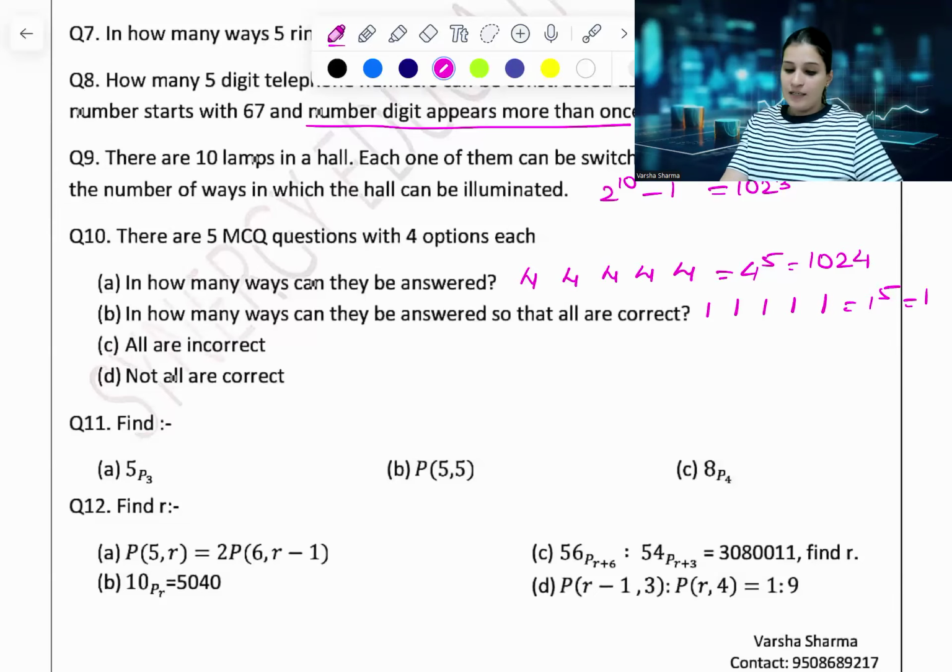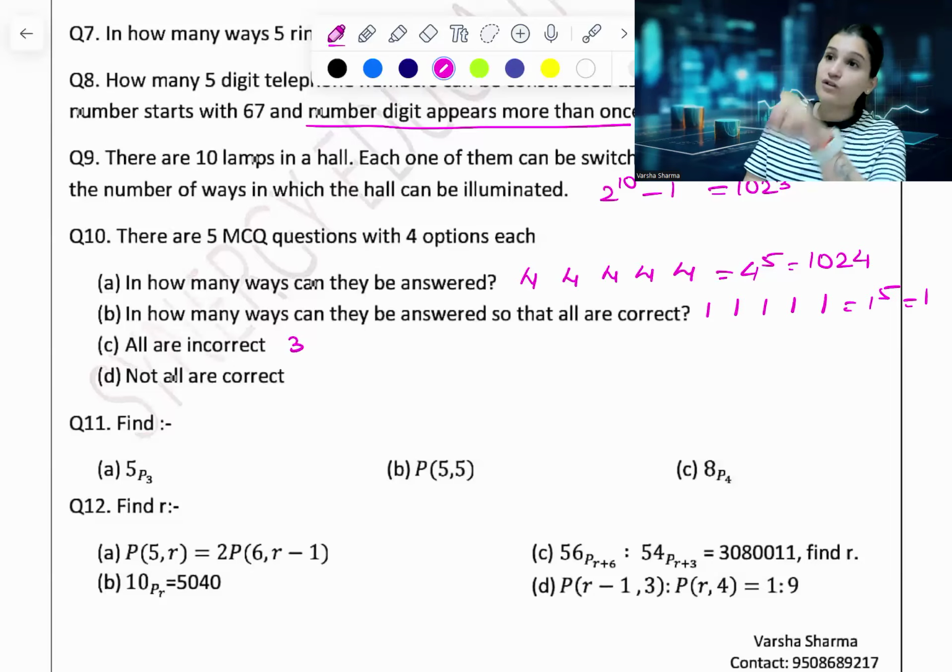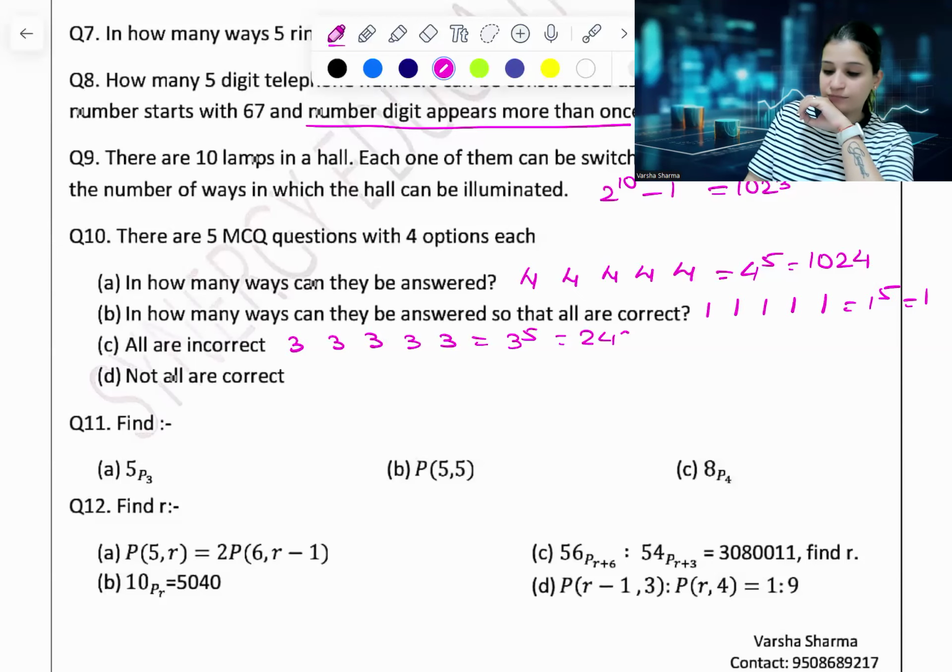Part C: all are incorrect. So for the first question, I want to mark an incorrect answer. Out of 4, there is 1 correct, so 3 will be incorrect. Second question also, I want to mark an incorrect one, again 3. Third incorrect, fourth incorrect, fifth incorrect. 3 power 5, 243.